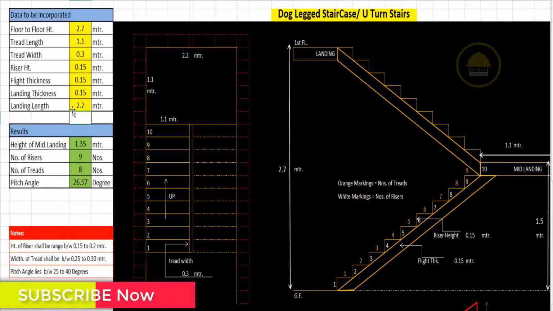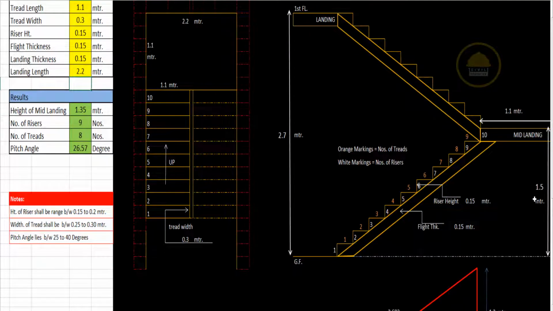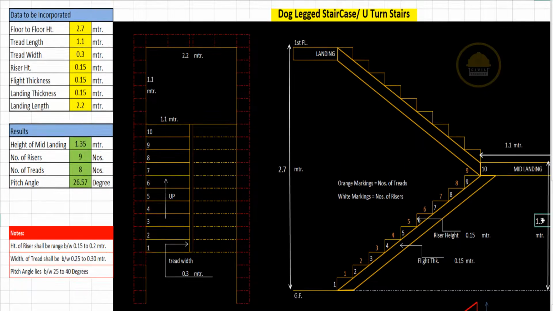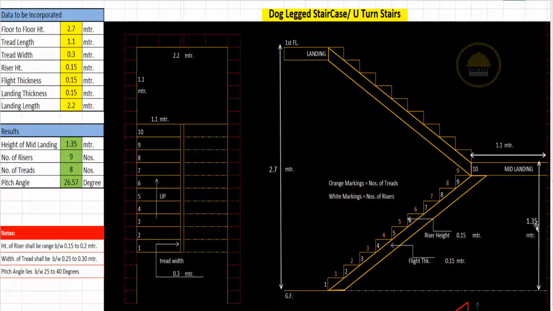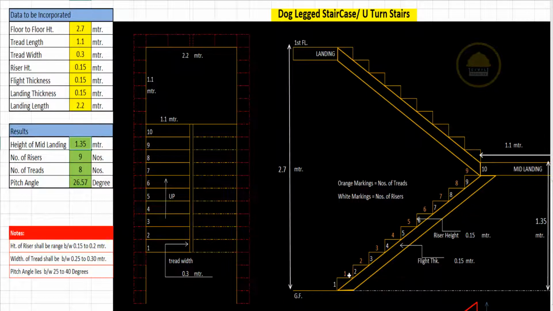The landing length must be 2.2 meter. Here you can see the total landing length is incorporated as 2.2 meter, and the tread length equals 1.1 meter. So all the data we have incorporated. Now we can see the result: the height of the mid landing is 1.35 meter. As you can see, this is the height of the mid landing, 1.35 meter, and the number of risers here is 9.